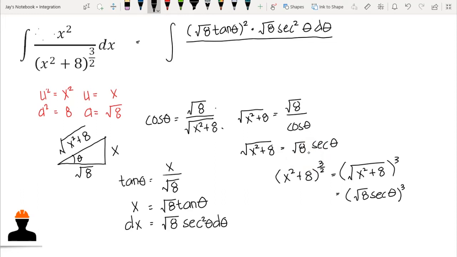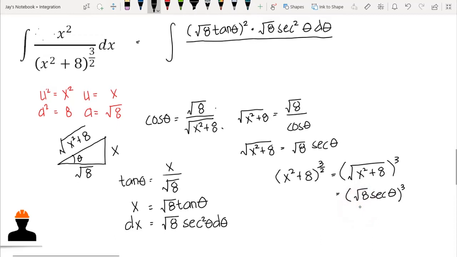Okay, so you can substitute x here as square root of 8 tangent theta into this, then simplify it further, and it should come up with this form. So this should have the same answer. Either way, you get the equivalent of square root of x squared plus 8, or you substitute square root of 8 tangent theta into x, and they have the same answer.